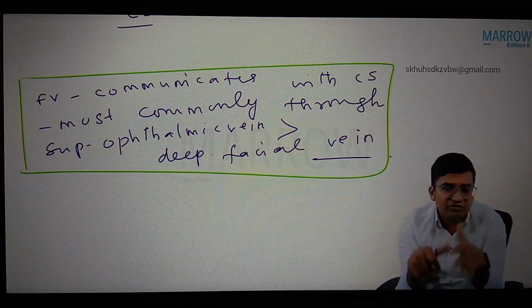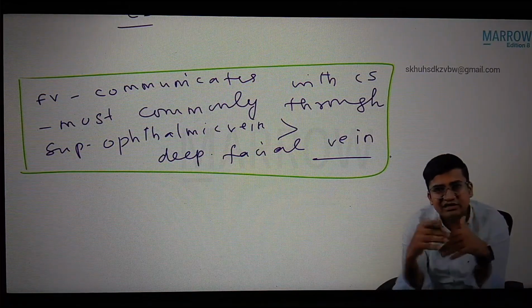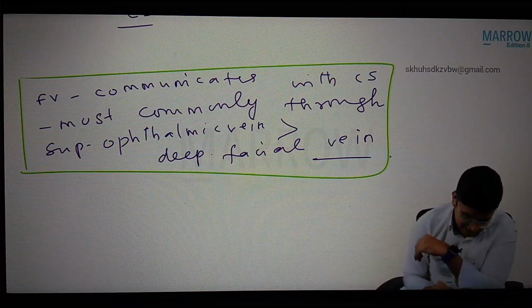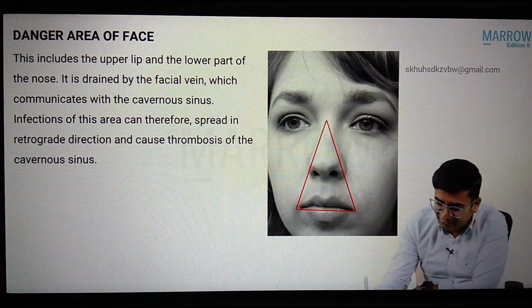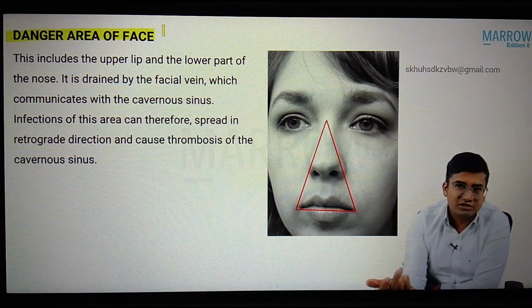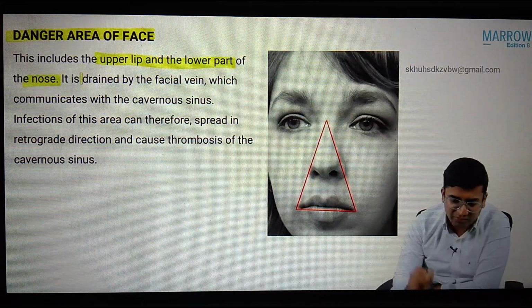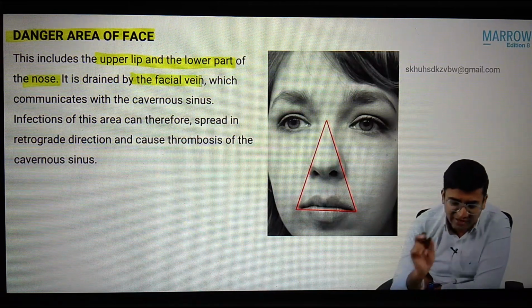So now any infection in the area drained by the facial vein, the infection easily goes to the cavernous sinus, and that is why we have the danger area of the face. So what is the danger area of the face? I told you in the face topic itself. Now danger area of the face is the area between the nose and the upper lip. Why? Because this area is drained by facial vein.